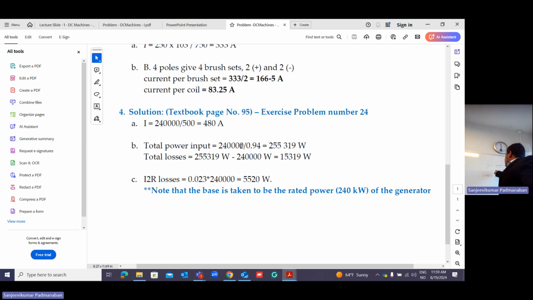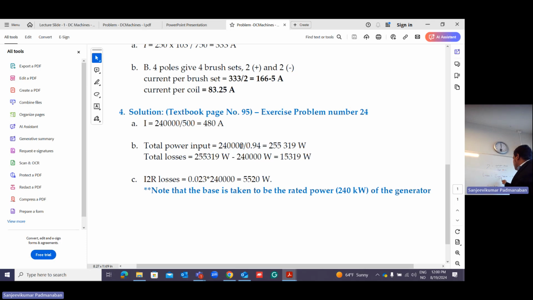Now calculate the input power from here. You know the efficiency, you know the output power. Output power is 240 kilowatt, efficiency is 94%. Put it in decimal, not in percentage. You get your input power. Input power is 255,319 watts.